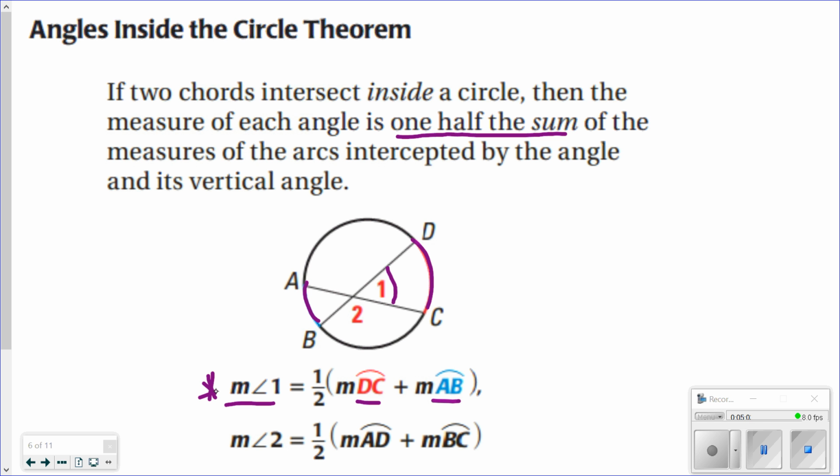Angle 2 is very similar, so we are now looking at this angle here. So to find the measure of angle 2, I would do 1/2 times these two intercepted arcs, the sum of those, and we would get our answer.